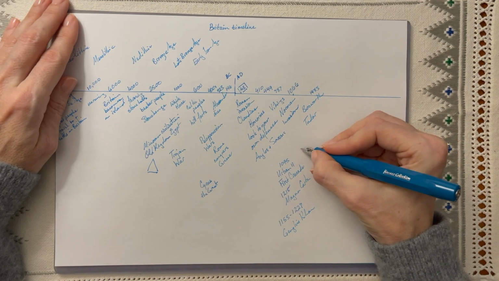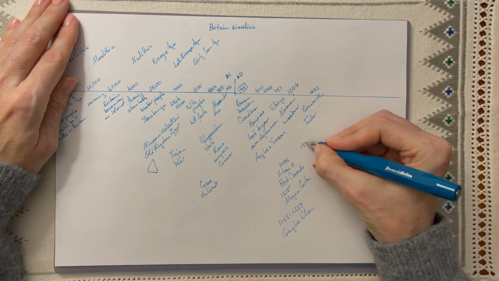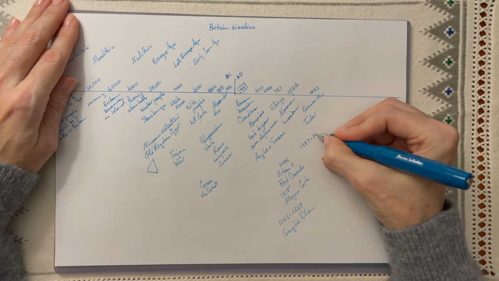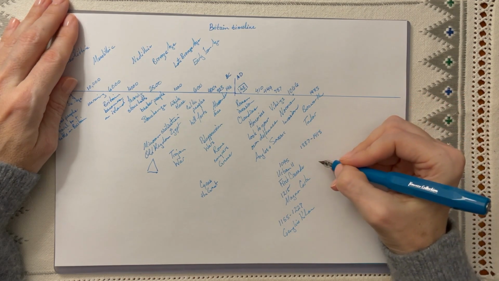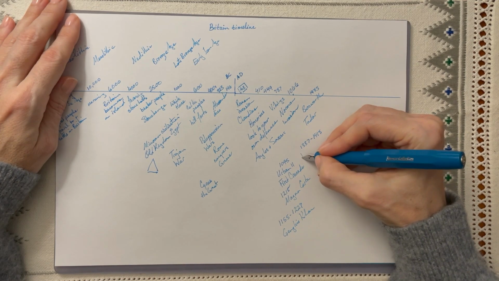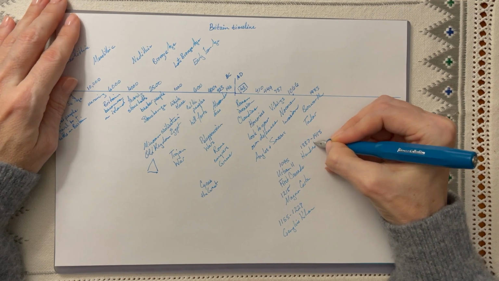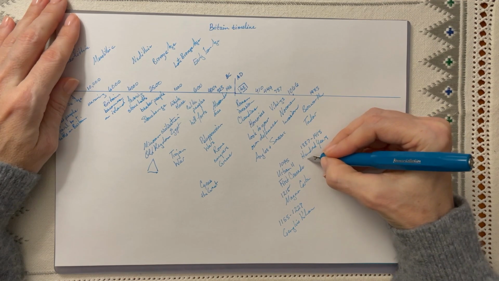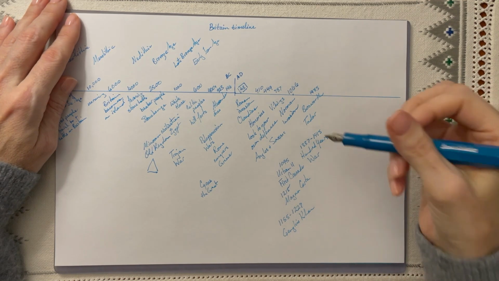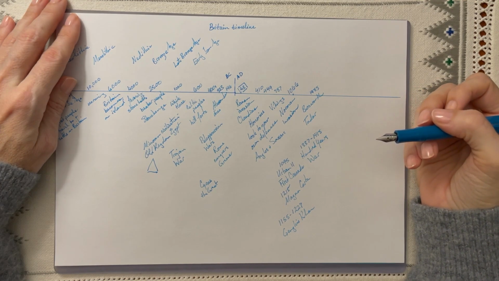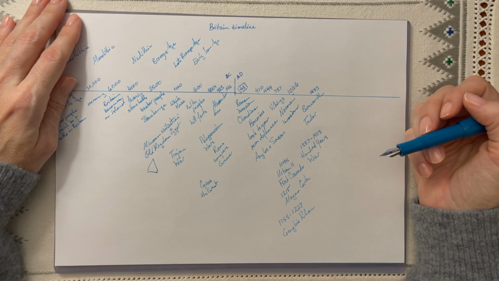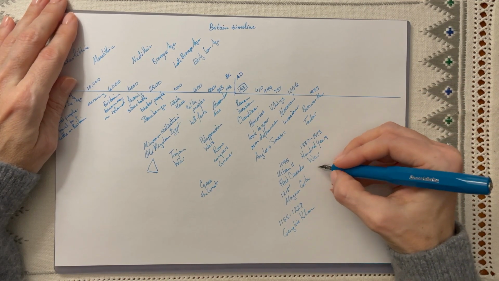Elsewhere in Europe we have, as well as Britain, from about 1337 to 1453. Can you guess? The 100 Years' War. That was Henry V, so before Bosworth. And 1415.